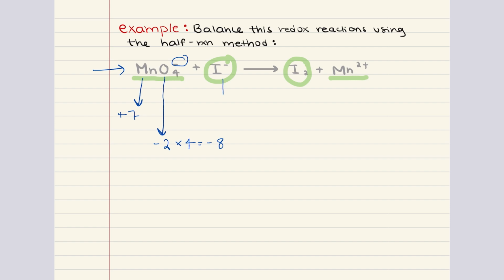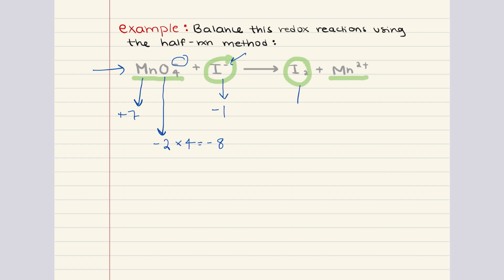The next one we want to work on is our iodide ion. What is the oxidation number here? Well, what we have is a monatomic ion. The oxidation number for a monatomic ion is going to be equal to the charge of the ion. So the oxidation number here is going to be equal to -1, just like the charge of this iodide ion.